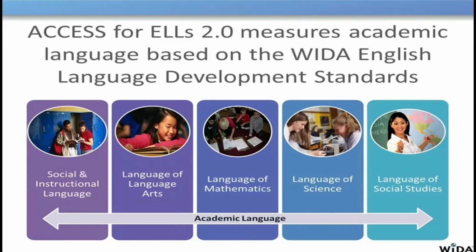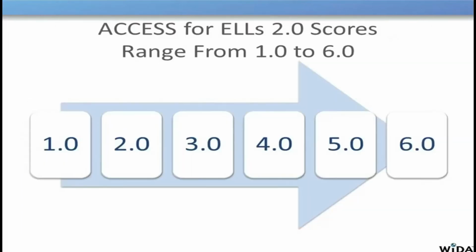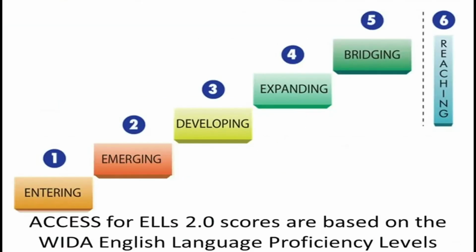Access for ELLs 2.0 is an assessment designed to measure how students process and produce academic language based on the WIDA English Language Development Standards. The scores from the Access for ELLs 2.0 assessment range from 1.0 to 6.0. These scores are based on the WIDA English Language Proficiency levels, which range from level 1 to level 6.